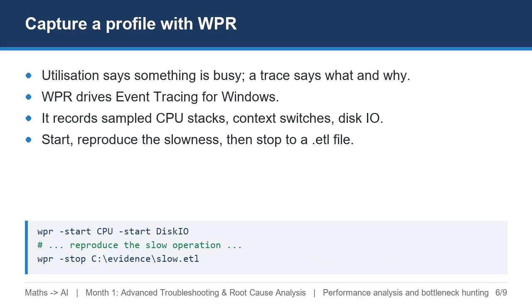Utilization tells you something is busy. A trace tells you what and why. The Windows Performance Recorder, WPR, drives event tracing for Windows to capture sampled CPU call stacks, context switches, and disk I/O over time. The workflow is simple: WPR-start CPU-start disk I/O, reproduce the slow operation, then WPR-stop to an ETL file. That ETL is your evidence.